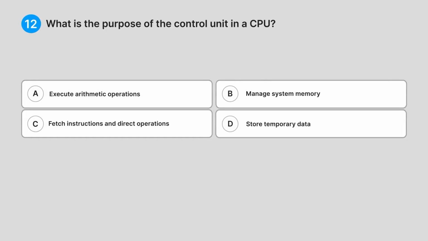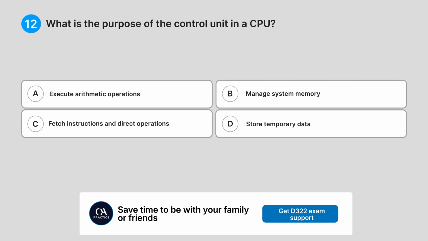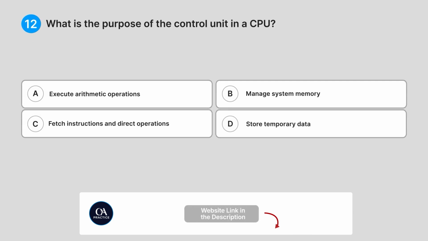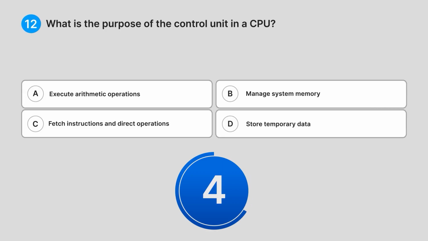12. What is the purpose of the control unit in a CPU? A. Execute arithmetic operations. B. Manage system memory. C. Fetch instructions and direct operations. D. Store temporary data. Can you guess the answer?